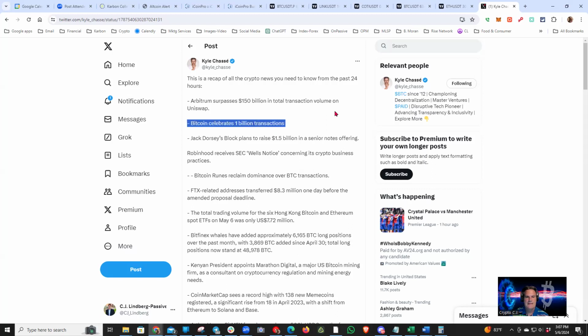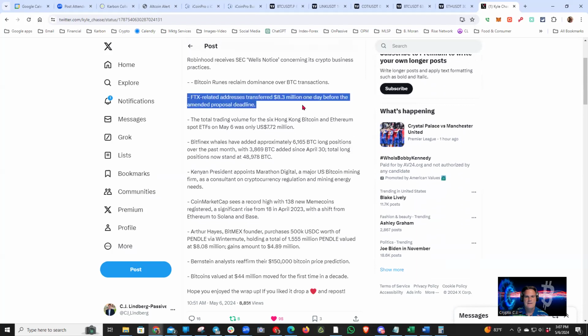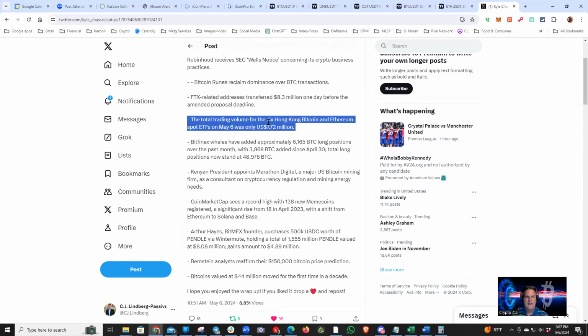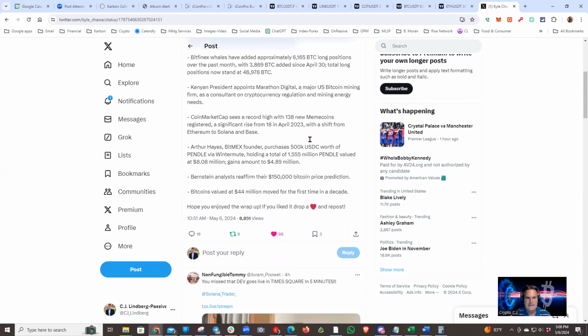Bitcoin celebrates 1 billion transactions. FTX is still causing problems. ETF volume has dropped. We talked quite a bit about ETFs earlier this year before the Bitcoin ETF was approved. We talked a little bit about the Hong Kong ETF, but not nearly the volume there that we have in the US, obviously. And there's supposed to be an Ethereum ETF that the SEC is going to either approve, deny, or punt sometime this month, but I haven't heard anything more on that as of yet.